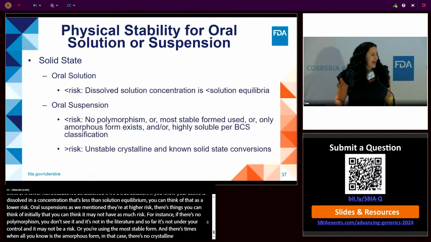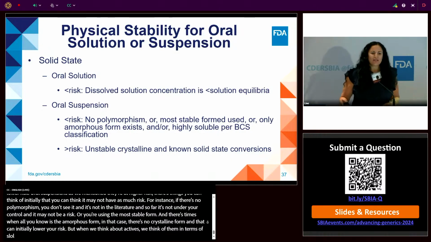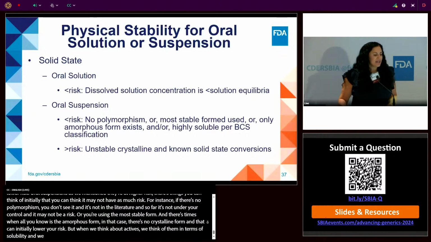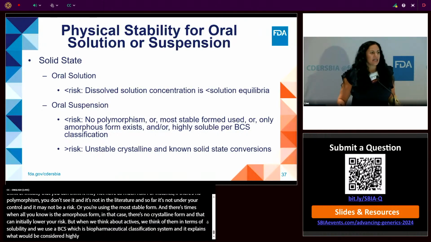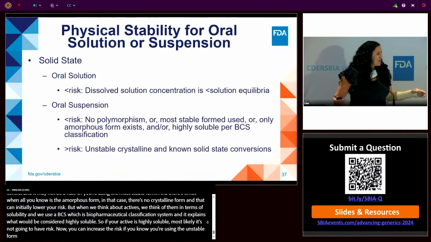But when we also think about actives, we think about them in terms of solubility. And with solubility, we think about the high solubility class, and we use a class system called BCS, which is the Biopharmaceutical Classification System, and it explains what would be considered highly soluble. So if your active is highly soluble, it's more likely it's not going to have risk. Now, you can increase the risk if you know that you're using the unstable form. And if you also have multiple forms and you know they interconvert, that can also increase your risk.